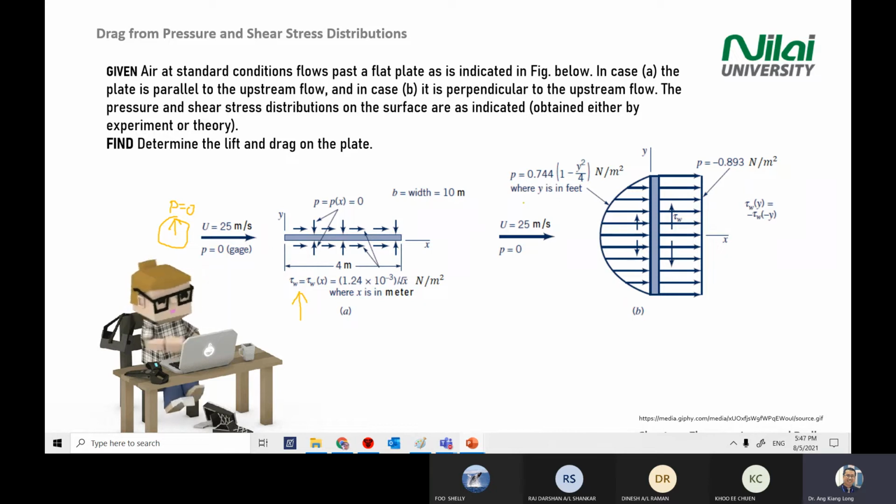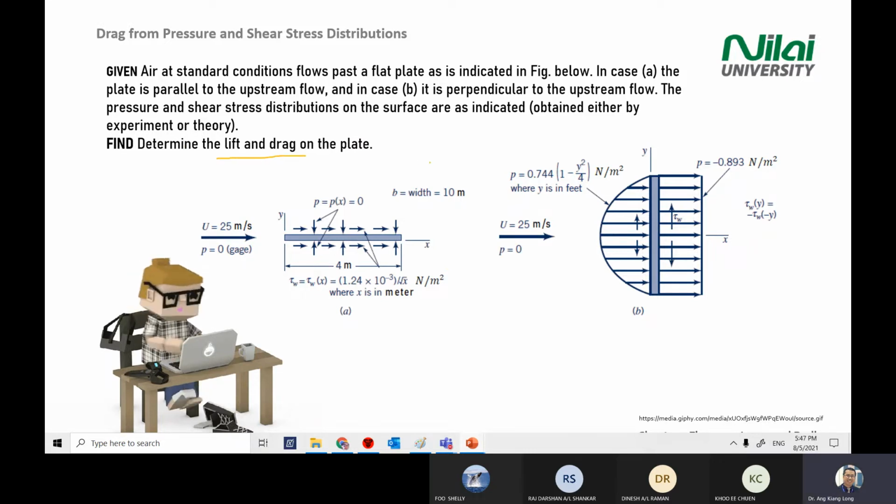In case B, you have the same velocity. However, you orientate the plate to a vertical position. Then you will have a pressure equation given on this side, given by this equation. And the pressure at the back is measured as negative 893. And you're given the equation of the wall shear stress. Right. Now, the tutorial question asks us to determine the lift and drag on the plate.